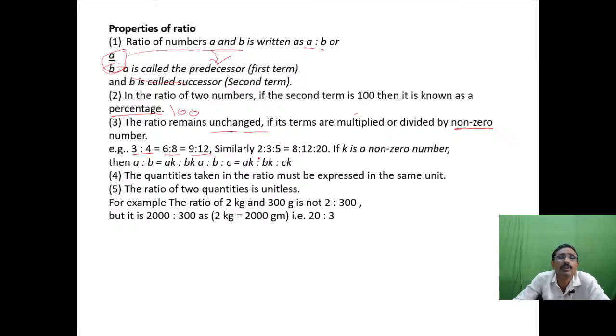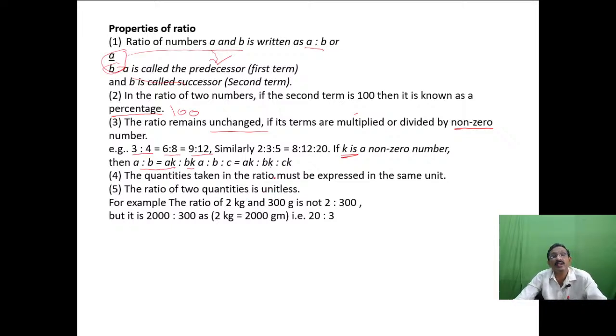Similarly, for three proportions, 2:3:5 is 8:12:20. If k is a non-zero number, then A is to B is AK is to BK, and A is to B is to C is AK is to BK is to CK.